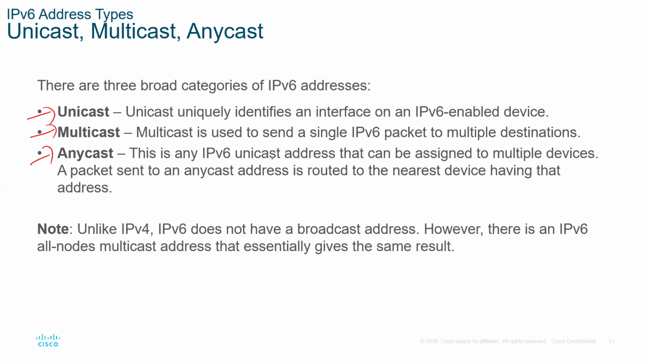Anycast, this is a unicast address that can be assigned to multiple devices. A packet sent to an anycast address is routed to the nearest device having that address. Unlike IPv4, IPv6 does not have a broadcast. However, there is an all nodes multicast that essentially gives the same result.